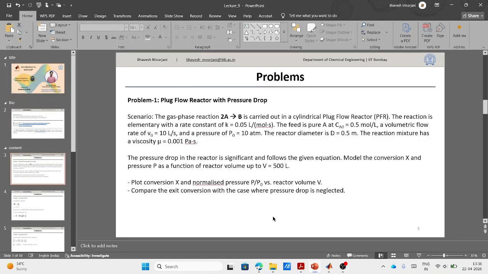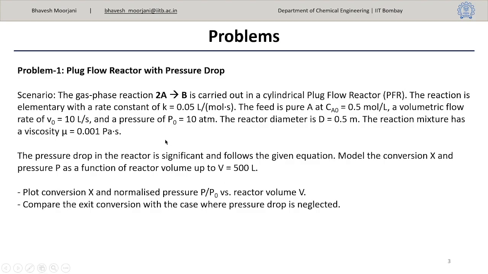So let us begin. We have the first problem, which is for a plug flow reactor with pressure drop. We have been given a scenario that there is a gas phase reaction where two components A are producing one component B. It's carried out in a cylindrical plug flow reactor. The reaction is elementary with rate constant K given as 0.05 liter per mole per second. Now see, the reaction is elementary, so the order will be equivalent to the stoichiometric coefficient of your reaction, right? So it's a second order reaction.